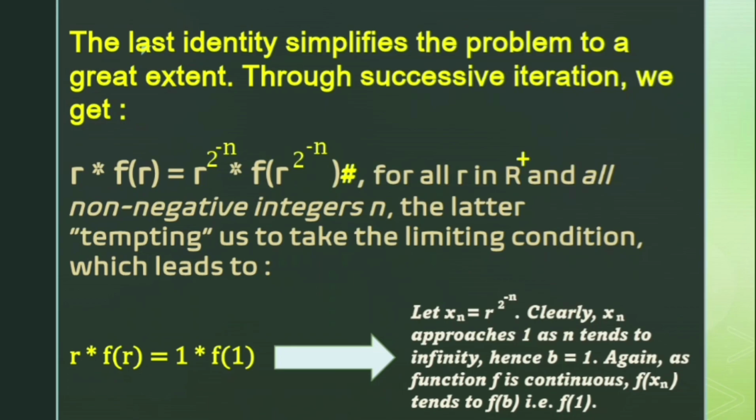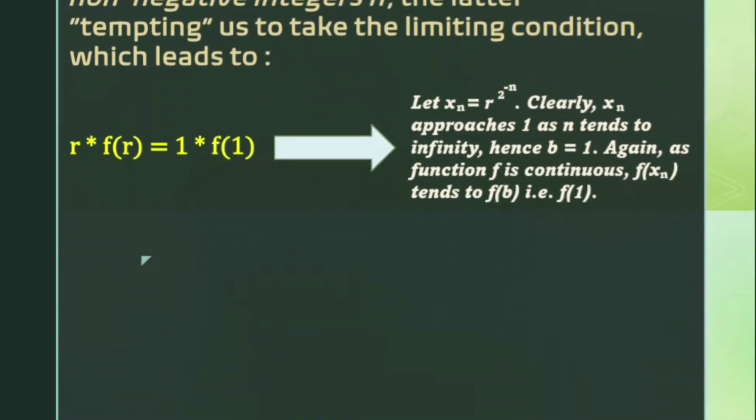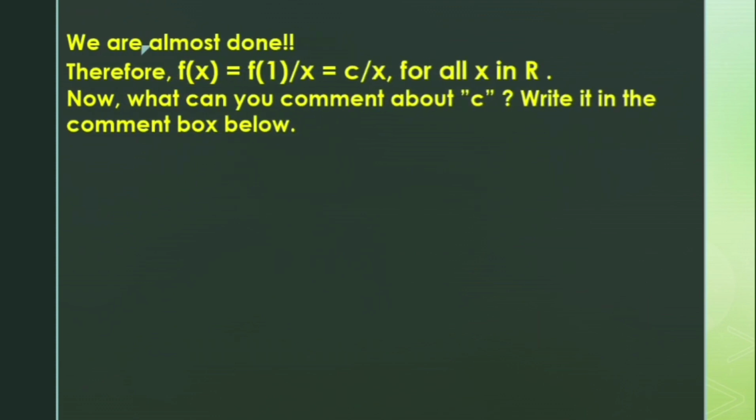Now again, as the function f is continuous, because we have to find the continuous functions, f(x_n) will tend to f(b), which is simply f(1). So we get r times f(r) equals 1 times f(1). And why have we put a hash, as you can see? That also we'll see in the next slide.